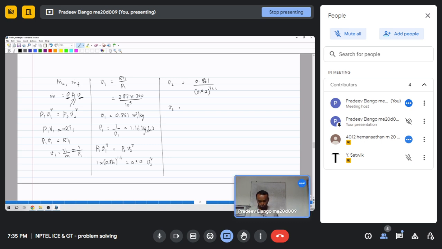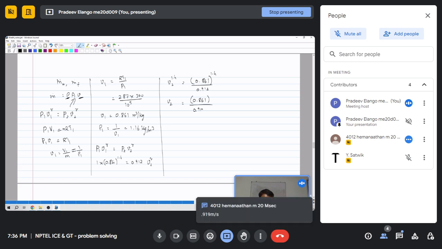No. See, we had this power 1.4 and divided by 0.912, and then here we had 1.4. Taking power of 1 by 1.4 on both sides, we will have V2, then this will be 0.861 divided by 0.912 power 1 by 1.4. Do you get this?